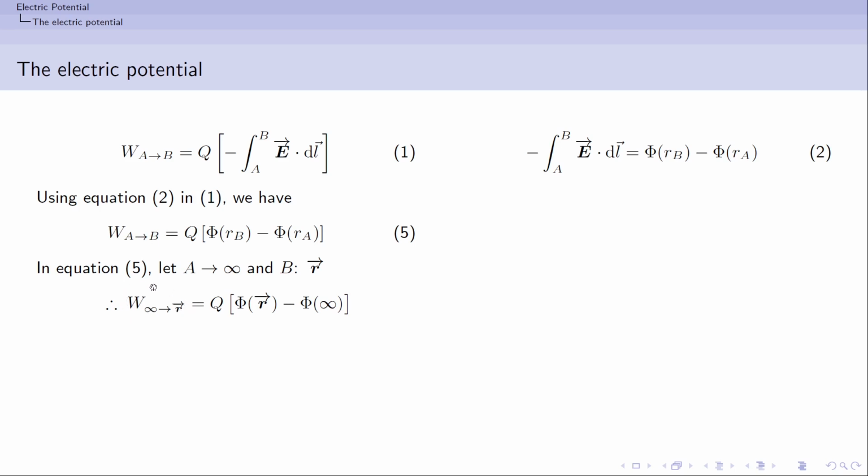So how do we read this work term W? We can read it as work done in moving a test charge from infinity till some point R, and this is going to be equal to Q times phi at RB minus phi at RA. RB is R, so phi at R, and RA is infinity, so phi at infinity, and we know that phi at infinity is going to be anyway 0. So this gives us Q into phi of R is equal to W from infinity till R. So this gives us phi at R, the electric potential at some point R, is equal to this work term divided by Q.